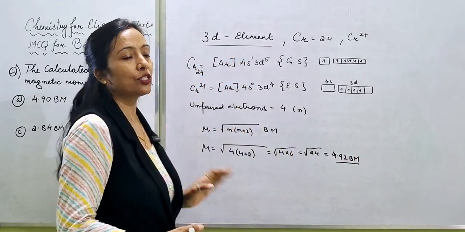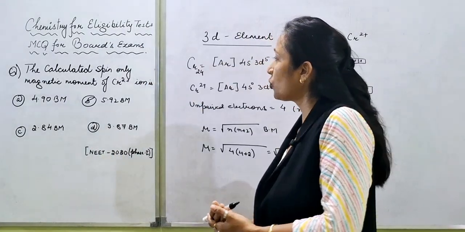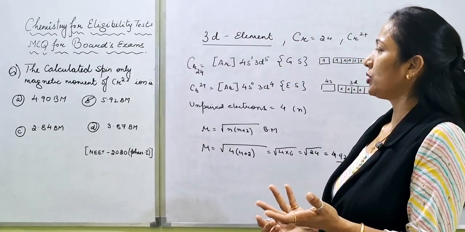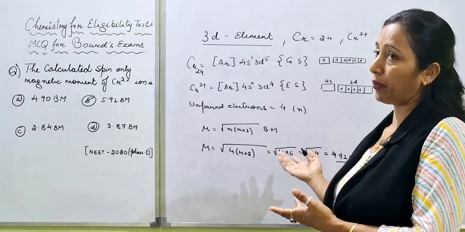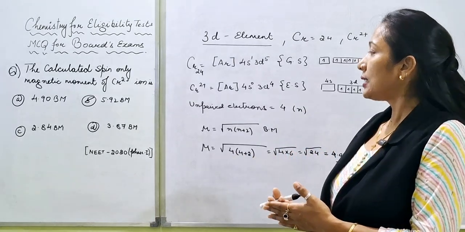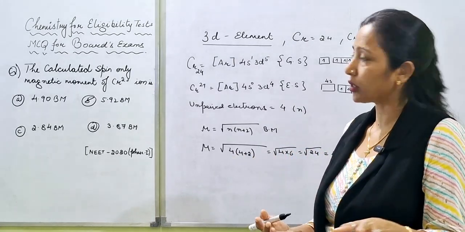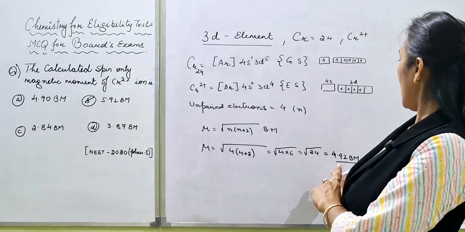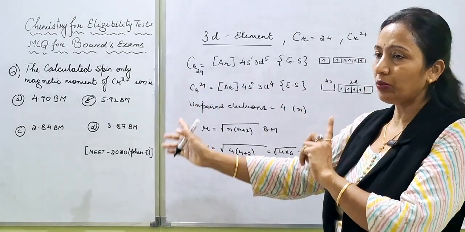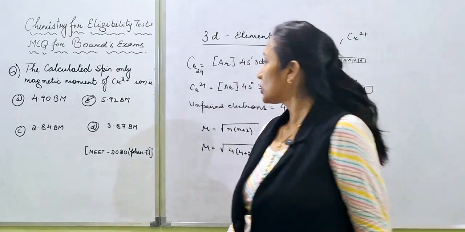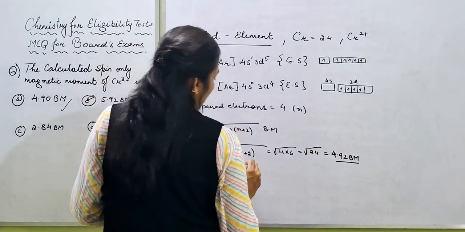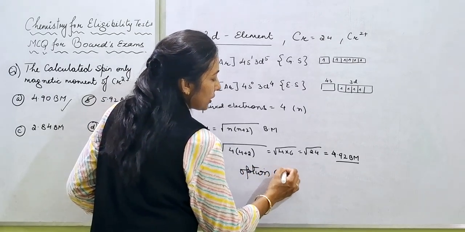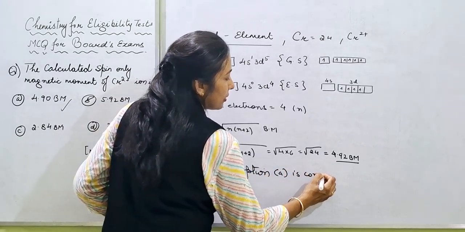Let's see which option is matching our answer. Option A is 4.90, and option B is 5.92, which is not possible at all because here the unpaired electrons are 4. C is 2.84, which is also not possible, and D is 3.87 Bohr magneton. So the answer is matching with option A. So here option A is the correct one, and option A is the correct answer.